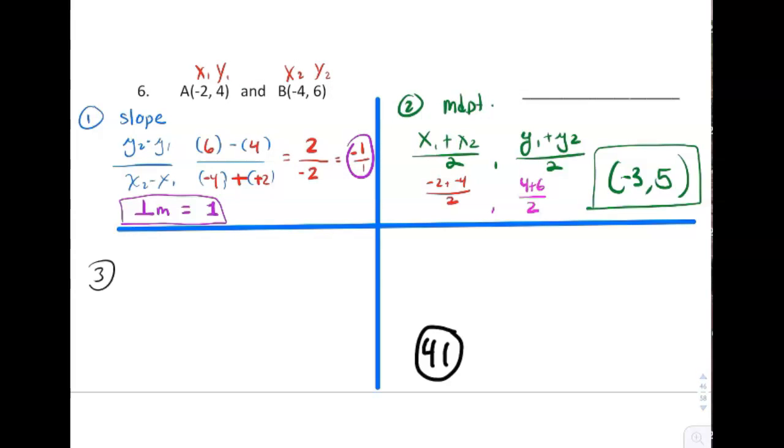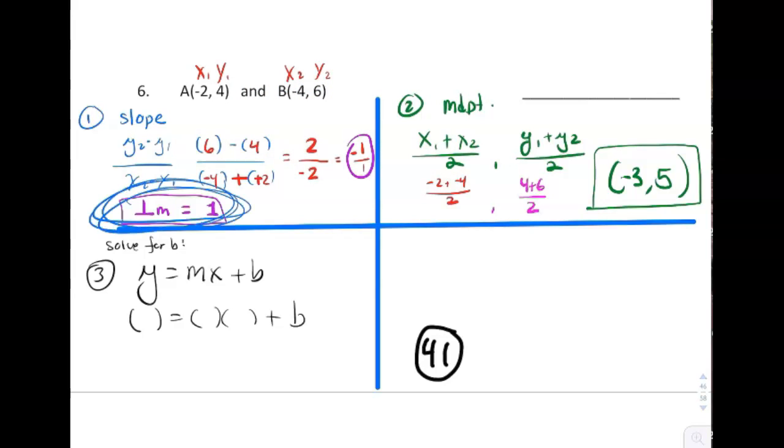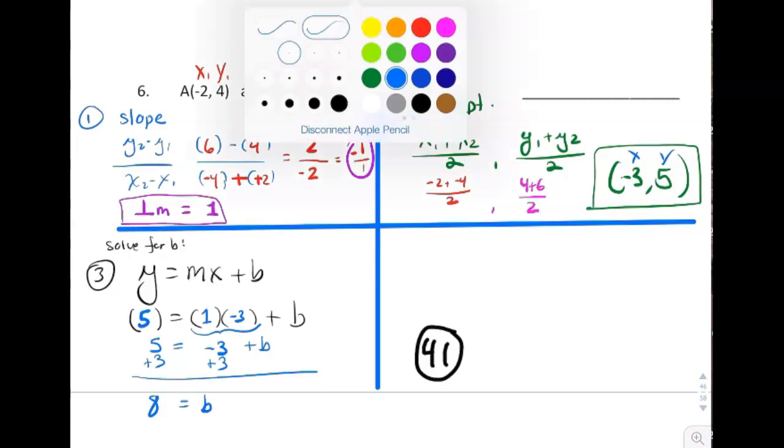Step 3 is going to be y equals mx plus b. We're going to solve for b. So blank equals blank times blank plus b. What do we already know? M, X, Y. So what goes here? And then what goes in the M slot right here? And then what goes in the X slot right there? Alright, so then you multiply these two together, you get -3, one time thing. To solve for b, I'll add 3 to both sides. It turns out that b is 8.